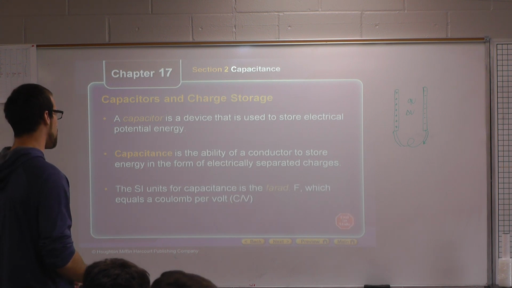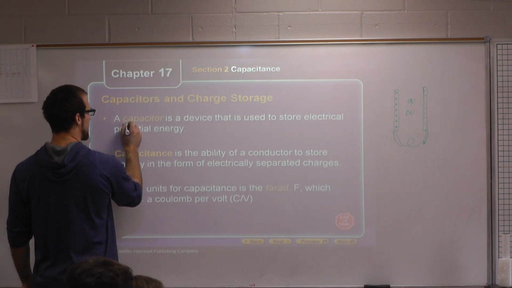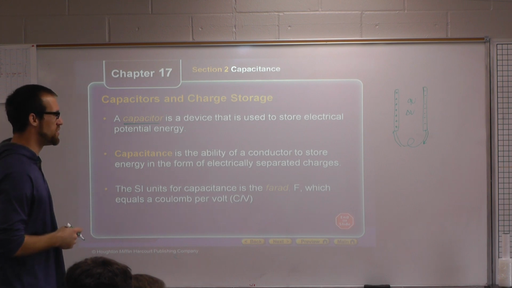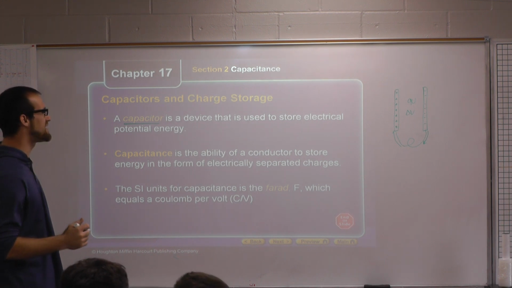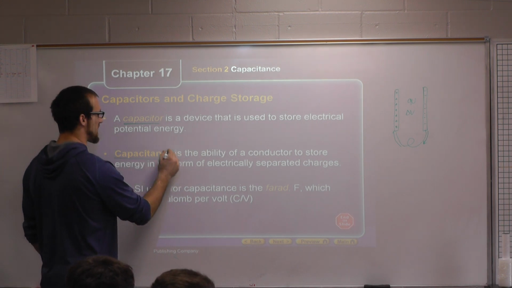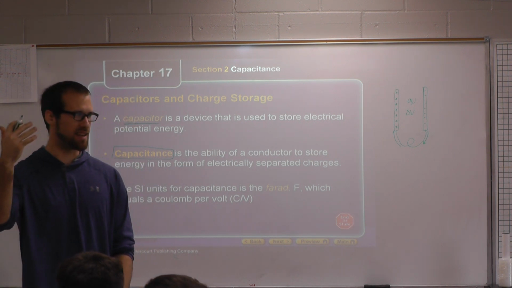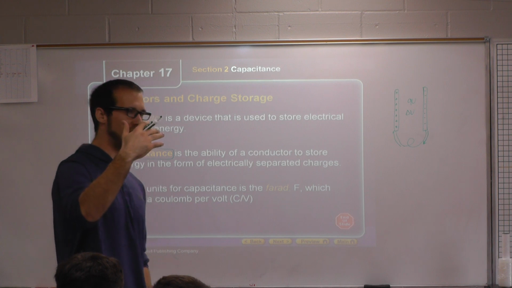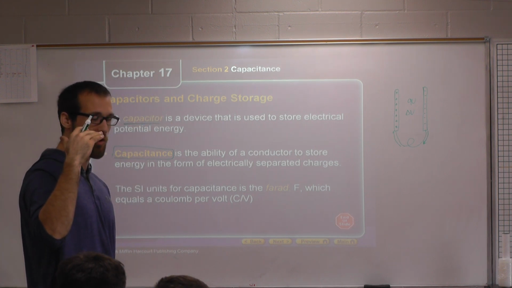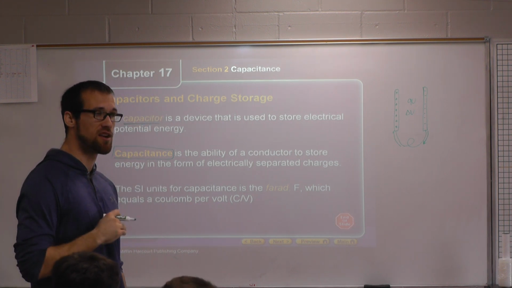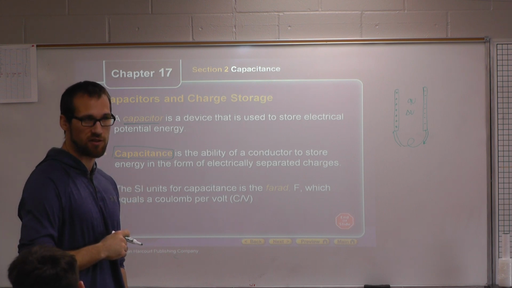Okay, so a capacitor is the object that you can use that can store charge. Capacitance is how well the capacitor can store charge. So if you have a high capacitance, that capacitor can hold a lot of charge, and it can have a lot of potential energy and a lot of potential difference then.